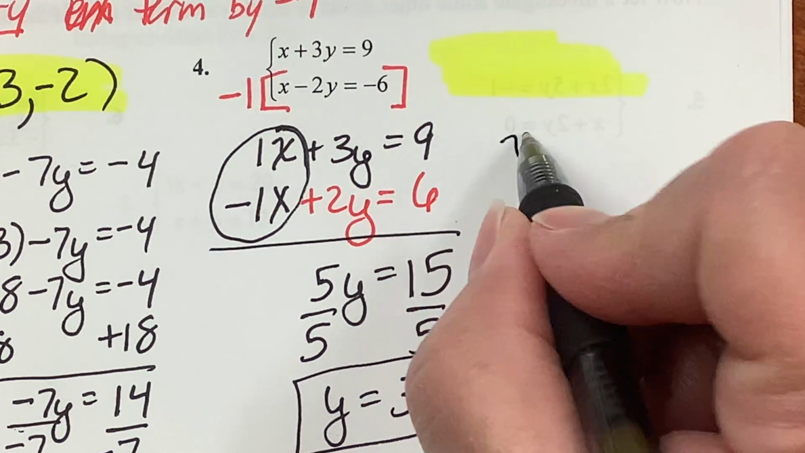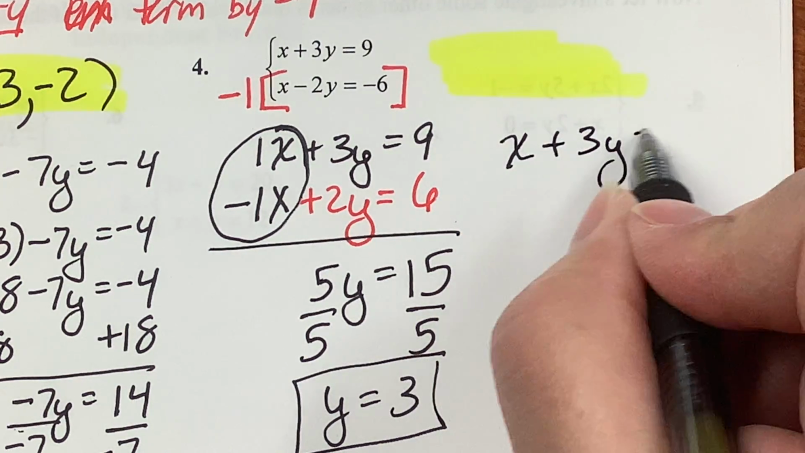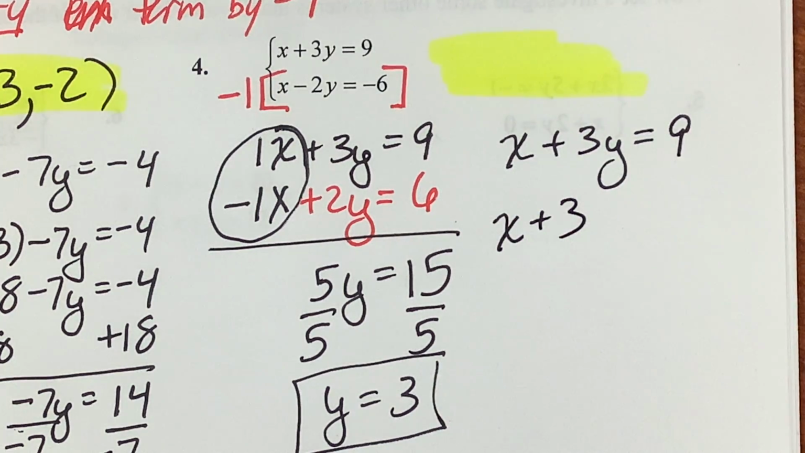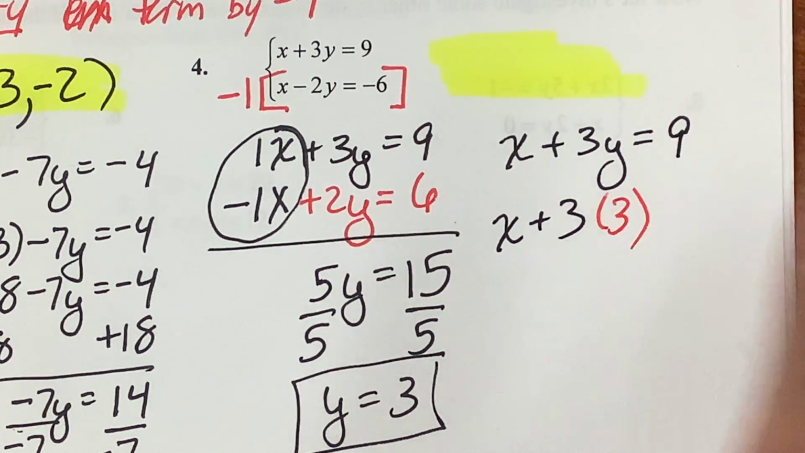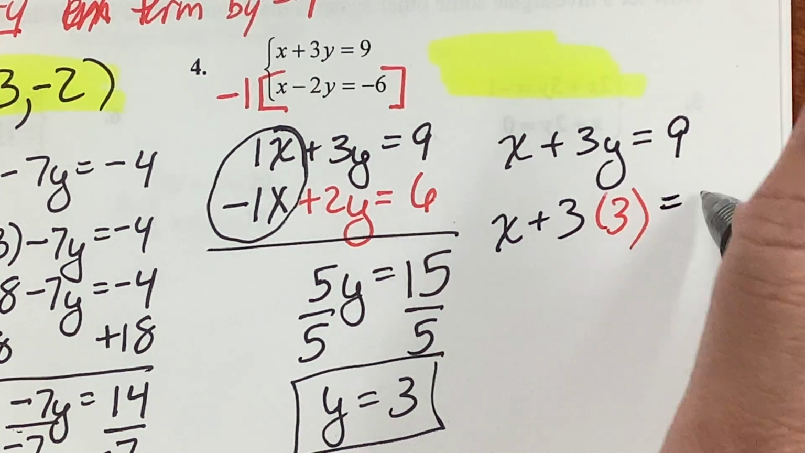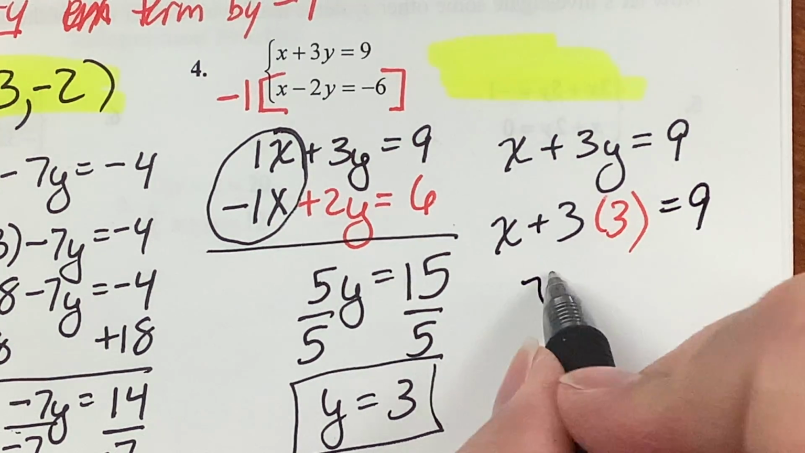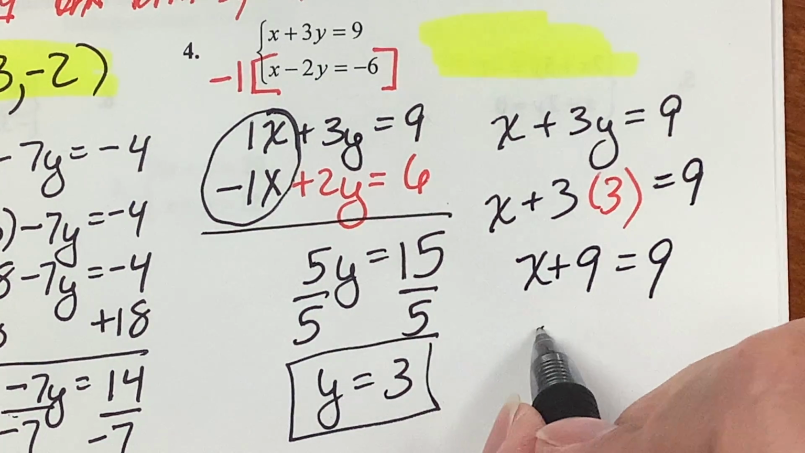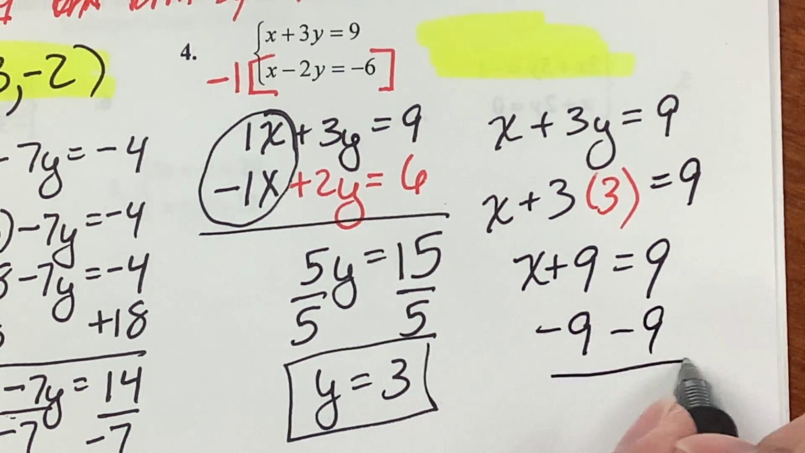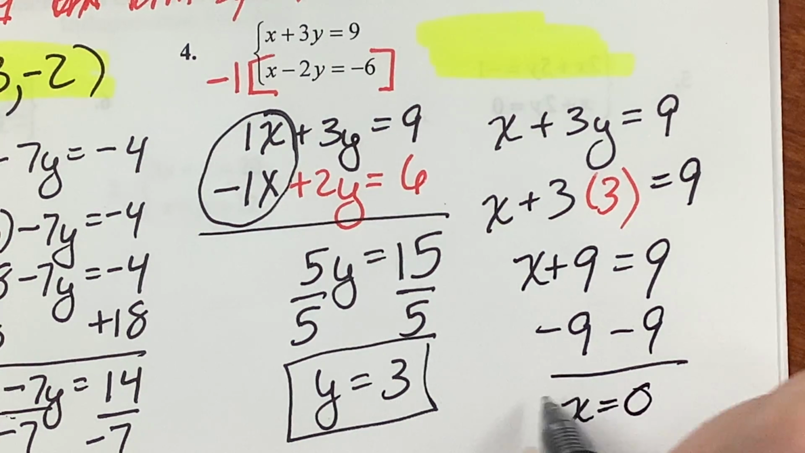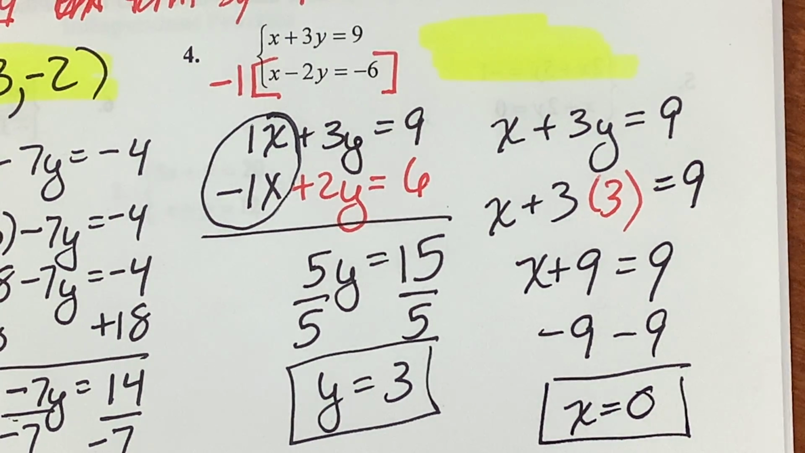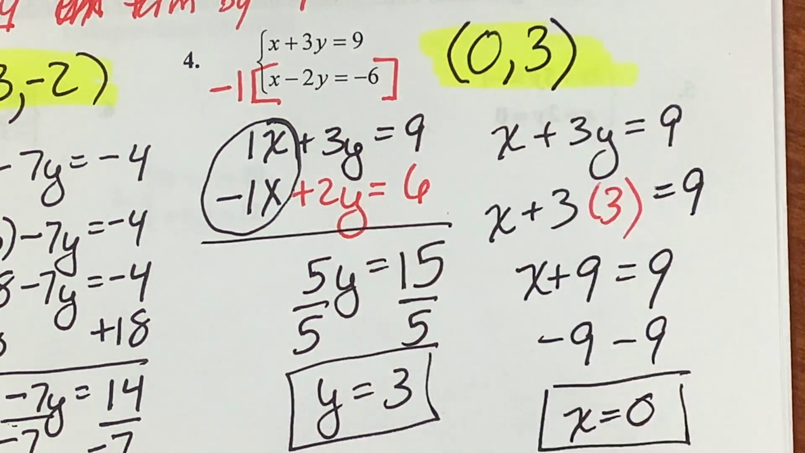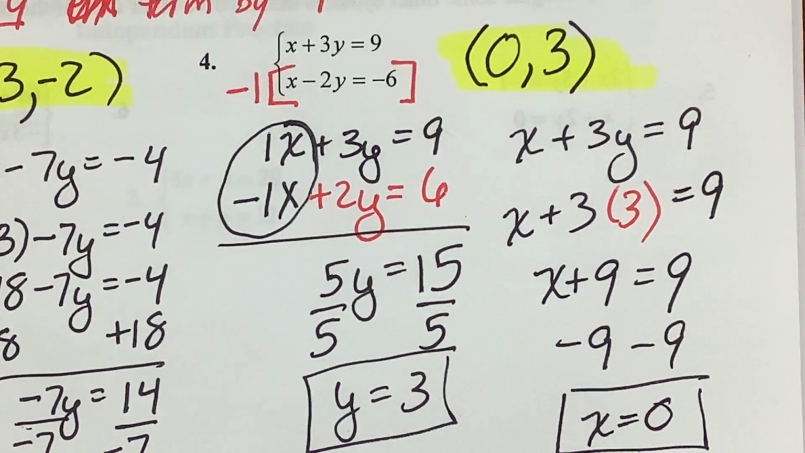So now, again, first equation, x plus 3y equals 9. X plus 3 times 3 equals 9. 3 times 3 is 9, so x plus 9 equals 9. You already know what x is, don't you? Yeah, you do. Minus 9 on both sides, and x equals 0. Okay, now I have to put them in the right order. 0, 3.